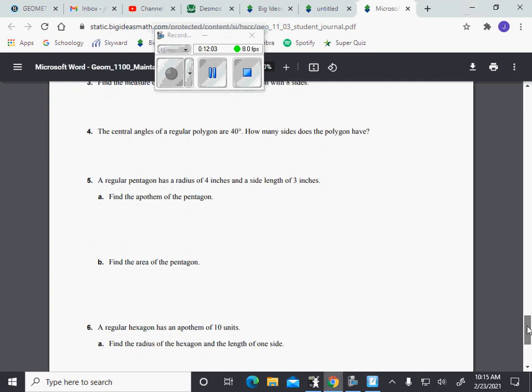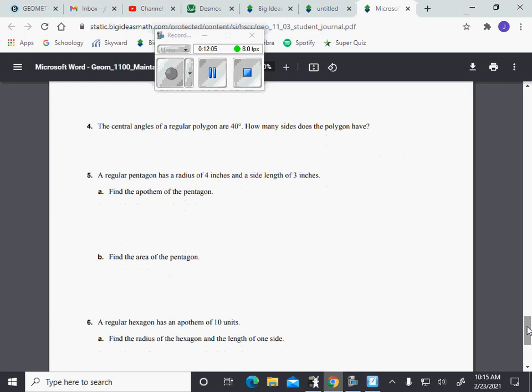Next one, number 4. The central angles of a regular polygon are 40 degrees. How many sides does the polygon have? Okay, so we know that the central angle is going to be equal to 40 degrees. We want to know how many sides it has. Well, in our formula, 360 divided by the number of sides, we'll call it x. Solve for x.